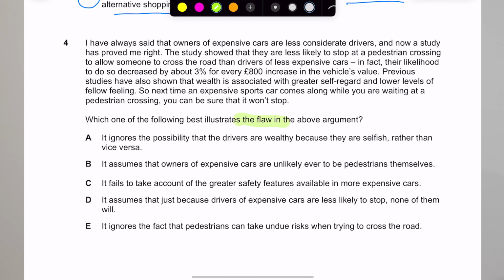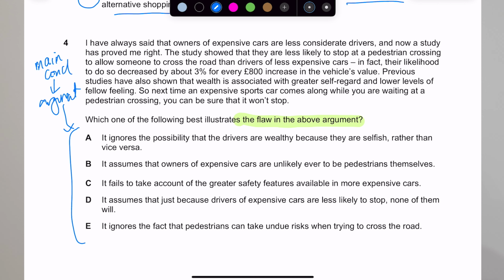Okay, straight on to a flaw in the above argument question. Now, flaw in the argument is solved in exactly the same way as the assumption question. So conclusion, argument, and then find the flaw. So something that is wrong as opposed to needing to exist for it to be true. So if we look for the conclusion first: next time an expensive sports car comes along while you're waiting at a pedestrian crossing, you can be sure that it won't stop. Now, we know that is the conclusion because of the word so.